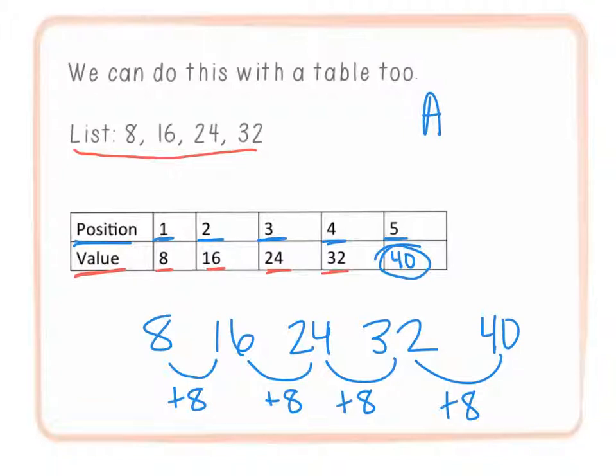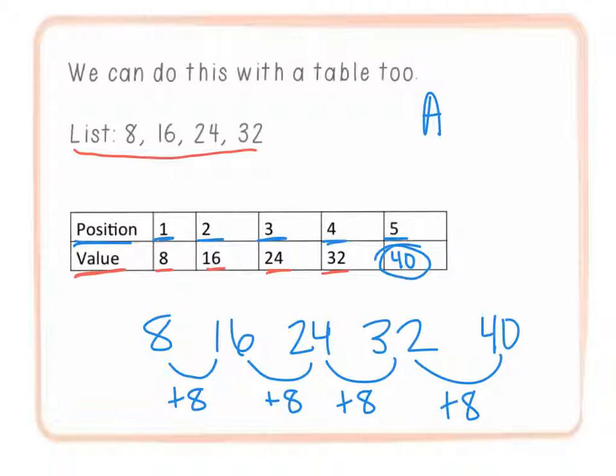Now that I have my term figured out and my pattern figured out, and I realize that it's an arithmetic pattern, I can create a rule. Okay? Notice they never gave us a rule. We kind of had to figure it out by ourselves.